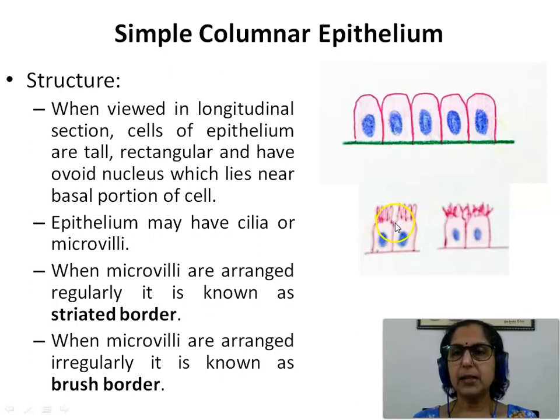What we see here are the apical portions of the columnar cells showing microvilli. These are cell surface modifications. If they are arranged regularly, they give rise to a striated border, and if they are placed irregularly, then they give rise to the brush border appearance.